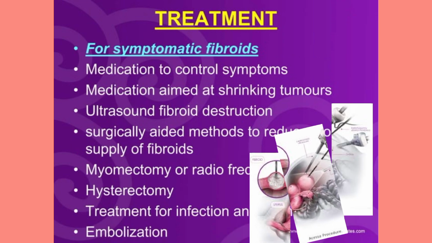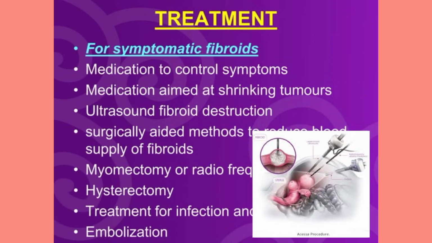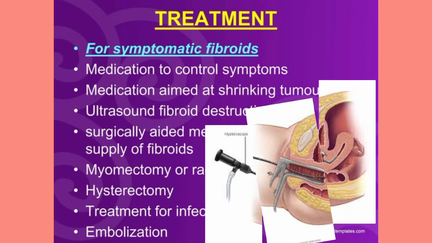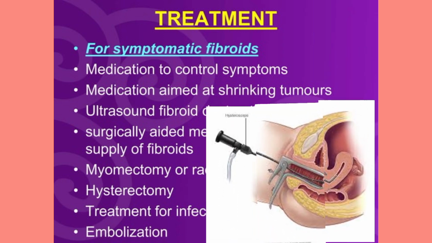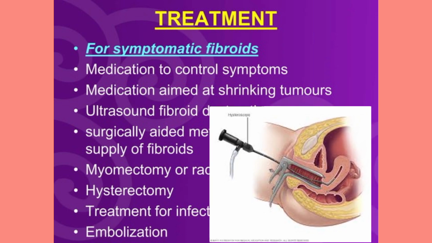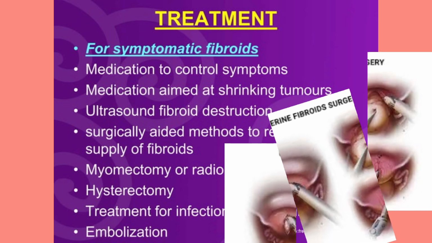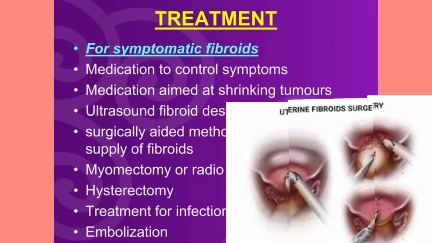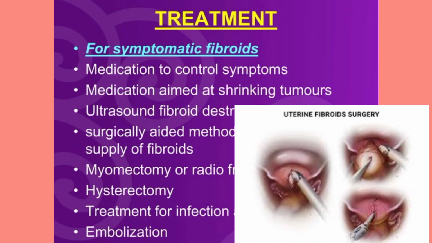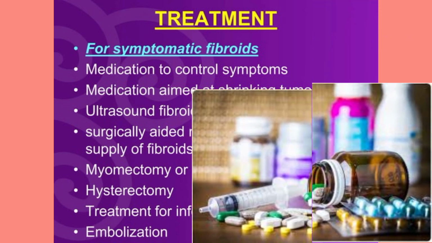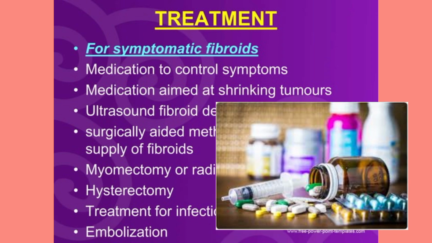The treatment of uterine fibroids will be based on the condition, but for symptomatic fibroids you can give medication to control symptoms. Options include medication aimed at shrinking the tumor, ultrasound fibroid destruction, and surgically aided methods to reduce the blood supply of the fibroid. If the condition persists, myomectomy, radiofrequency ablation, and hysterectomy can be considered. Then treatment for infection and anemia, and embolization.